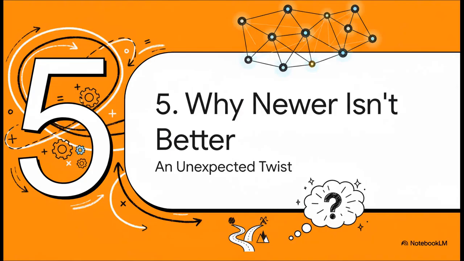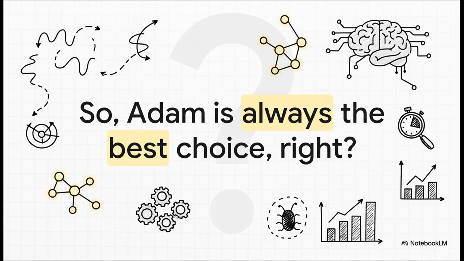So there you have it. Adam is the perfect optimizer. End of story, right? We just use it for everything and call it a day. Well, the reality, as it turns out, is a lot more surprising than that. So, is Adam always the best choice? The answer, pretty counterintuitively, is a big no. While Adam is for sure fast and super reliable, researchers started noticing something kind of strange about the final answers it was coming up with.